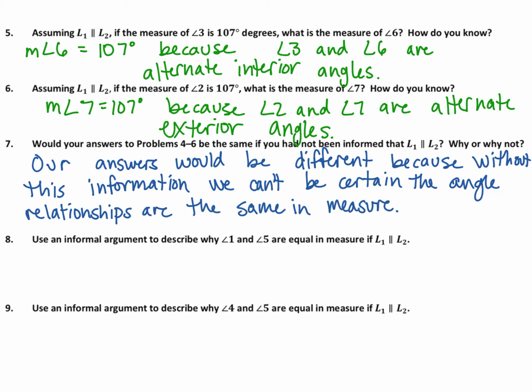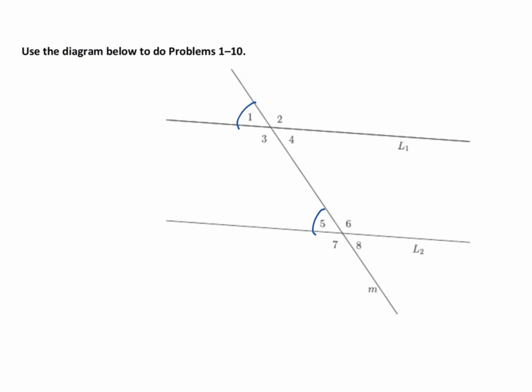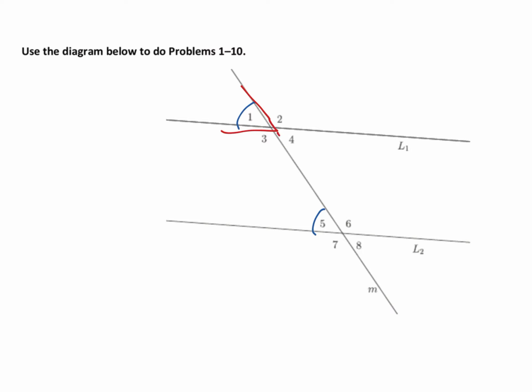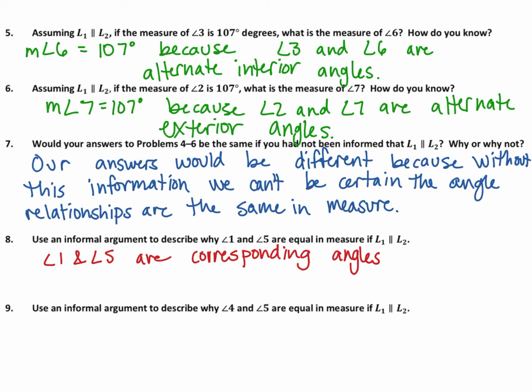Eight, use an informal argument to describe why angle 1 and angle 5 are equal in measure if lines 1 and line 2 are parallel. So here is 1 and 5. If they are parallel, those are corresponding angles, so they should be equal in measure. Another reason is because if we were to translate this along that vector, those would line up perfectly.